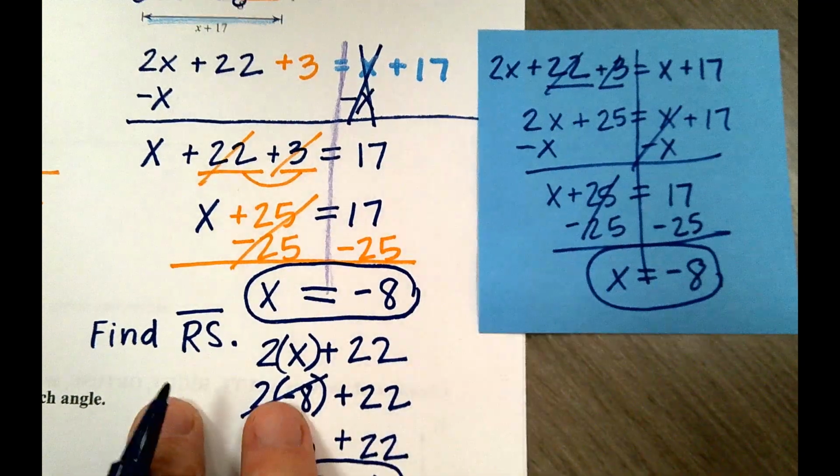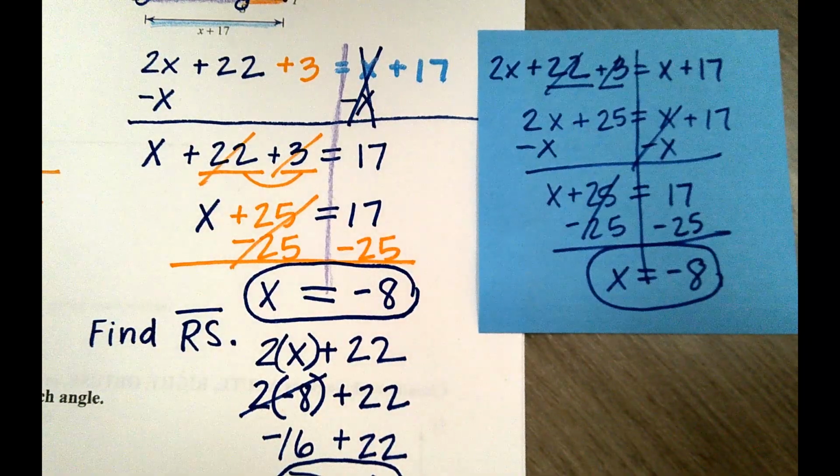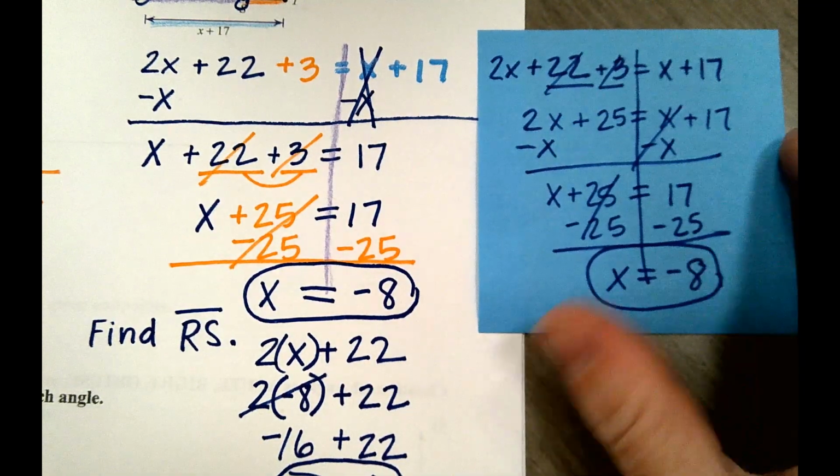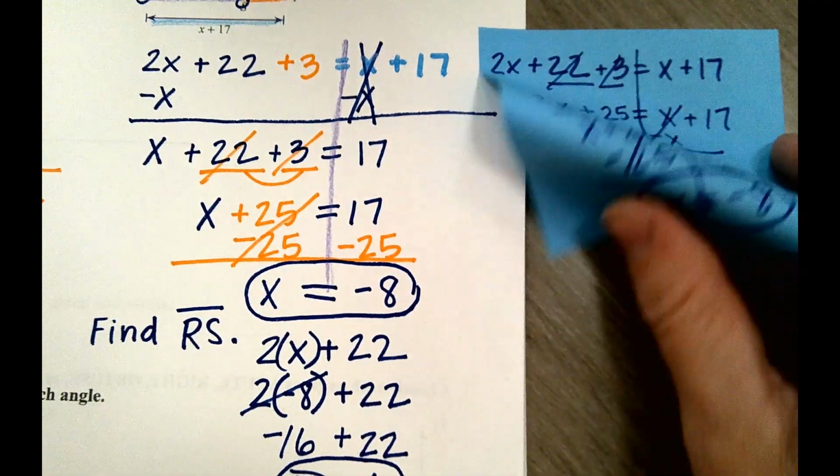So there is no real rhyme or reason as to which one you do first. It's really just your preference. If you like to combine your like terms on the same side first, do it. If not, that's fine. As long as you're following the rules of math and the equations, then you should be good. Any other questions?